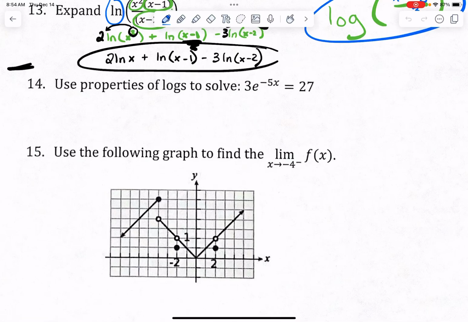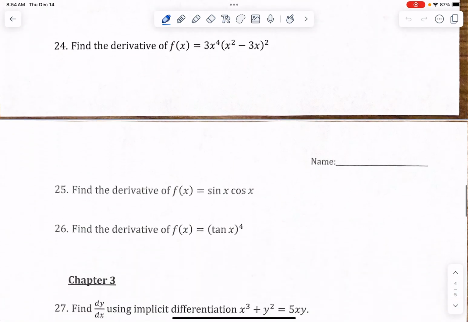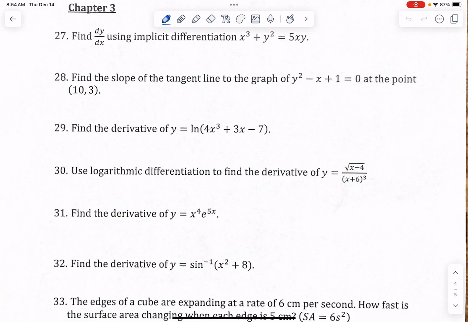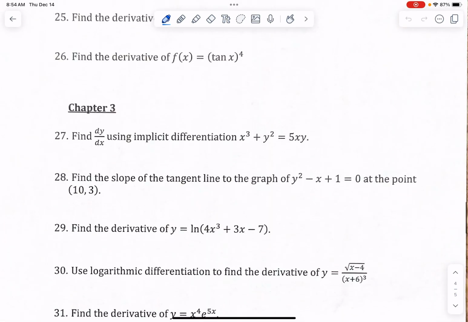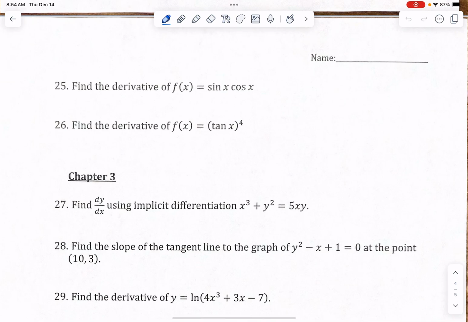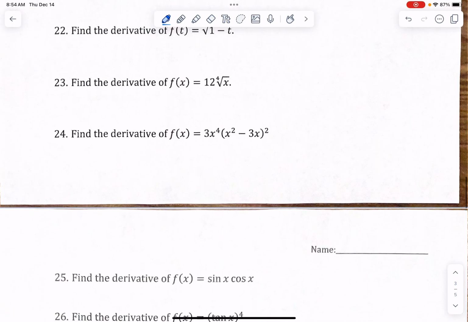Okay, Calc Kids, this is day 2 of review. We're on number 14. Let me look down and see. I want to try to get through, I don't know how many, we have 40 questions. Let's see if we can get to like 26. That'd be a good cutoff mark. And then do chapter 3 stuff and chapter 4 stuff tomorrow.